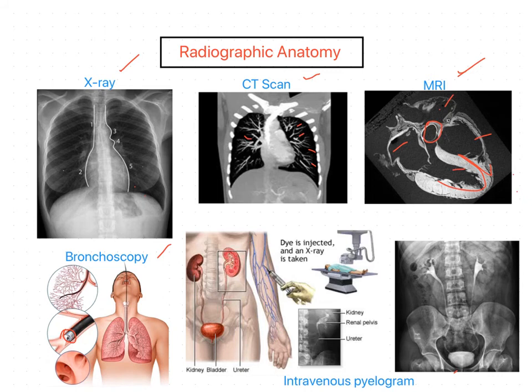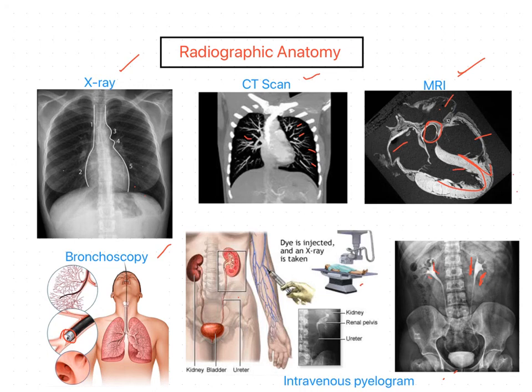And another one is the intravenous pyelogram. So here a dye is injected into the veins, and then an X-ray is taken. We can find how the structures are present. Here the dye is given to study the urinary system. So here you can find some images. Here, this is the kidney.